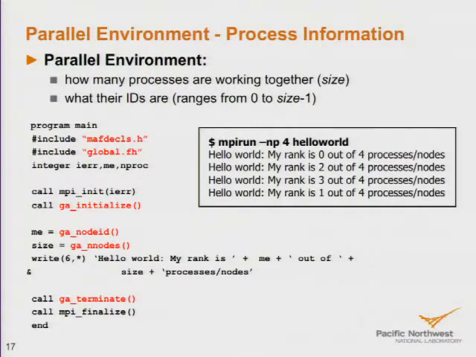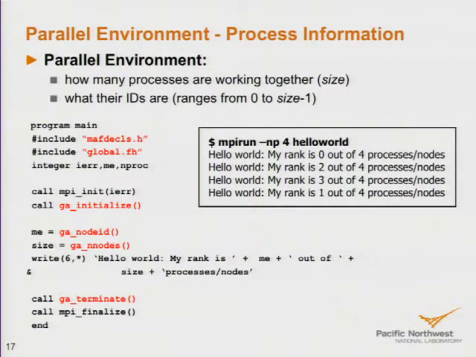A slightly more complicated program finds out what your environment looks like. It's the same kind of program, except now we find out how many processes are available and what my process rank is. So we now include two calls, GA_Nodeid and GA_Nnodes, to find out what my rank is and how many processes there are. If you run this on, in this case, 4 processes, you get output that looks like this.